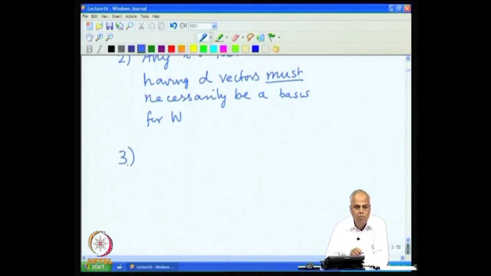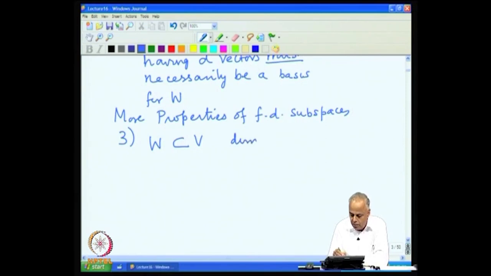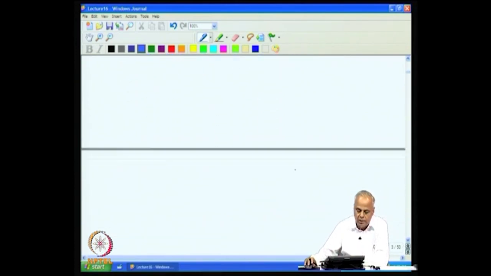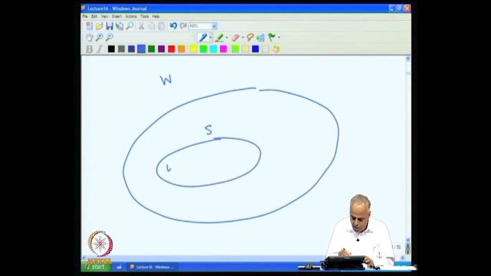We shall now look at some more properties of finite dimensional spaces. These were the properties which we saw last lecture. Now, we look at more properties of finite dimensional subspaces. So, again we have W contained in V and the dimension of W is say d. And suppose we have a set S in W which has r vectors and is linearly independent. So, here is W and here is S and there are r vectors in this and they are all linearly independent, and we have taken the dimension of W to be d.